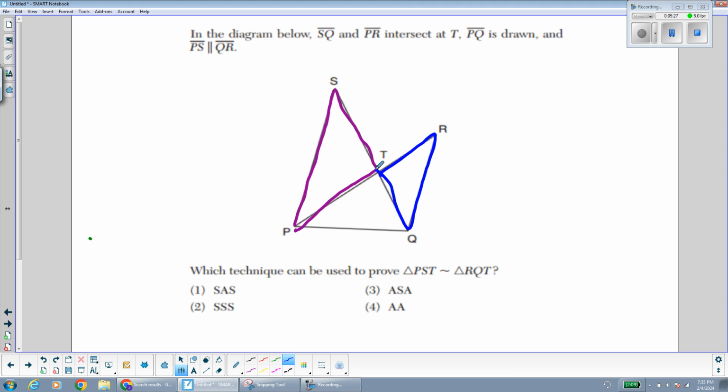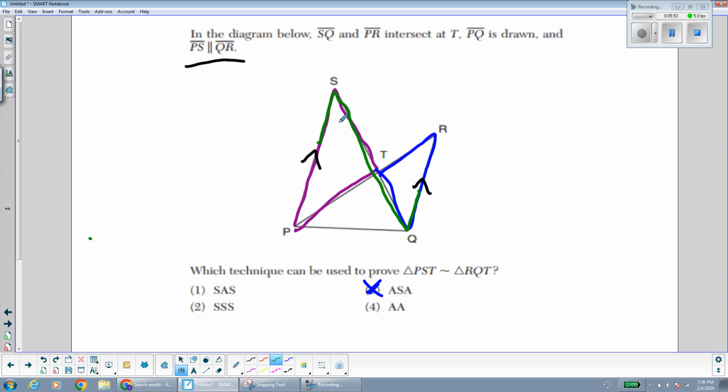Now already, I can eliminate answer choice number 3 because once again, ASA is not a way of proving triangles similar. It is only a way of proving triangles congruent. In the question, it also tells us that PS is parallel to QR, so I'm also going to put that in the diagram. Now that I have parallel lines, I'm thinking parallel lines cut by a transversal. And notice I have a letter Z.